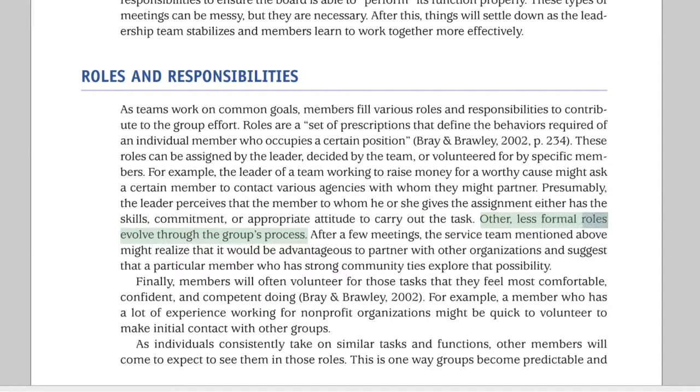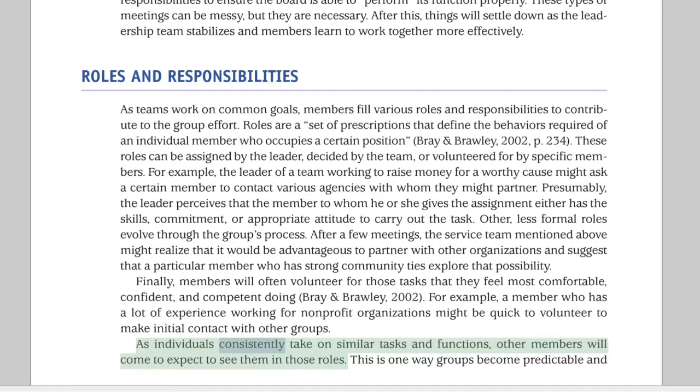Other, less formal roles evolve through the group's process. After a few meetings, the service team mentioned above might realize that it would be advantageous to partner with other organizations, and suggest that a particular member who has strong community ties explore that possibility. Finally, members will often volunteer for those tasks that they feel most comfortable, confident, and competent doing. Bray and Brawley, 2002. For example, a member who has a lot of experience working for nonprofit organizations might be quick to volunteer to make initial contact with other groups.